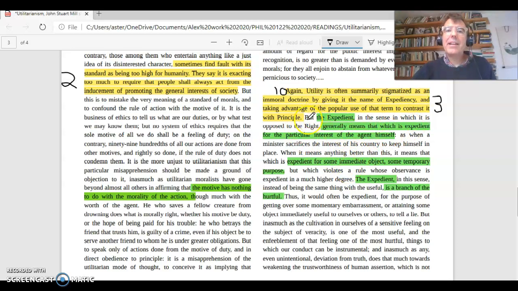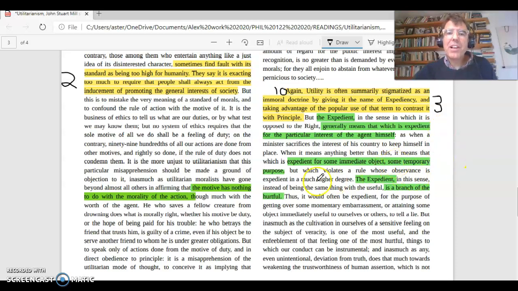But, so again, he finishes his summary of the objection and then will immediately start his rebuttal. The expedient generally means that which is expedient for the particular interest of the agent himself. Meaning, if you're doing what's expedient, you're kind of being selfish. You're doing what's just good for you. And Mill's point is that that is not what utilitarianism is telling us to do.